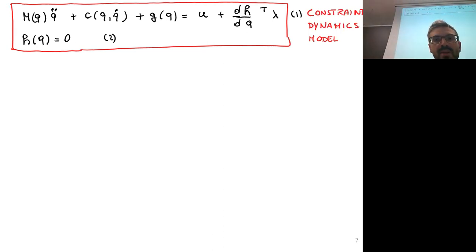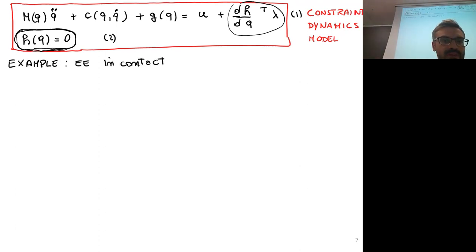And this is the constrained dynamics model of a robot that is satisfying the constraints h of q equal to 0. So whenever you have a contact force or a constraint force, in this case of the robot to stay on the rail, you implicitly are also considering that there is a kinematic geometric constraint h of q.